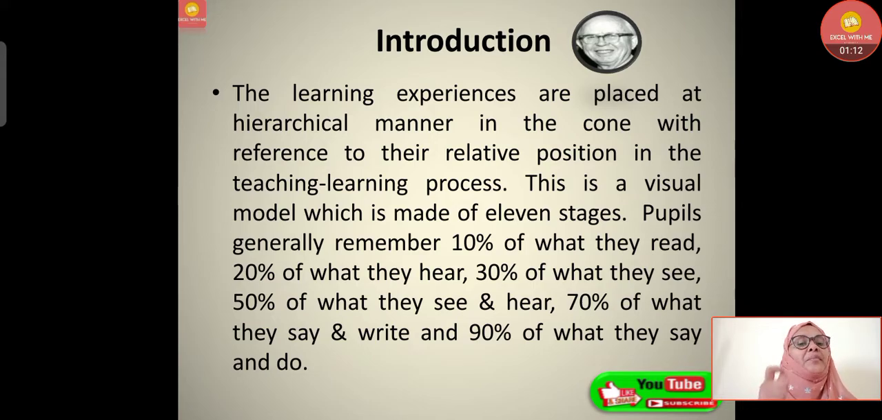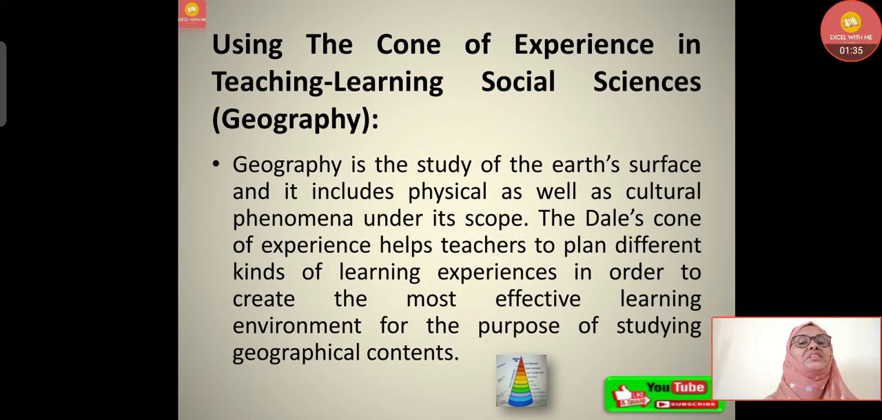Pupils generally remember 10% of what they read, 20% of what they hear, 30% of what they see, 50% of what they see and hear both, then 70% of what they say and write, and 90% of what they say and do. So this is all about how the pupil or students learn.